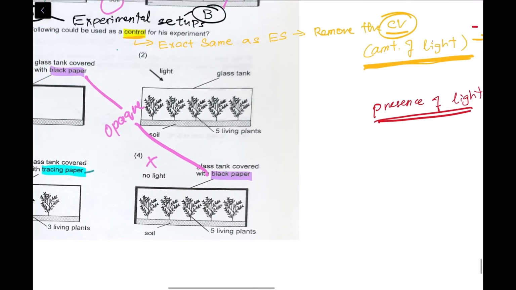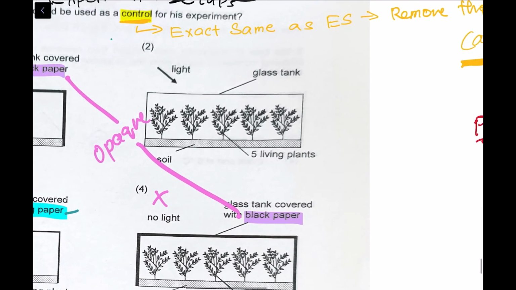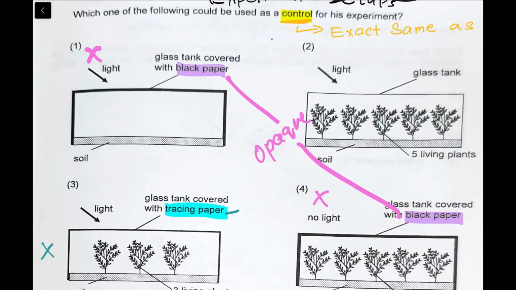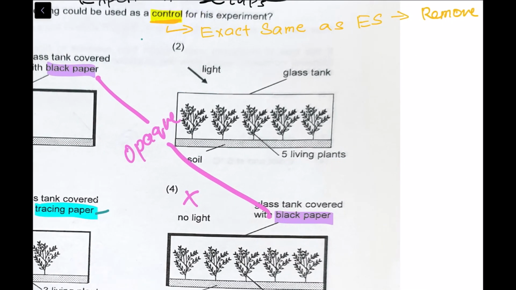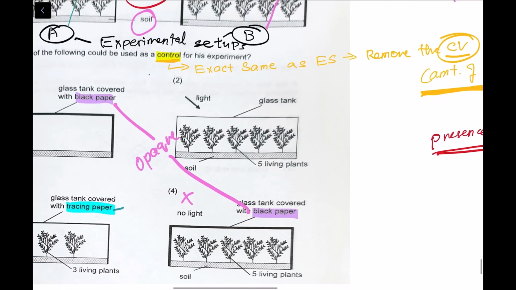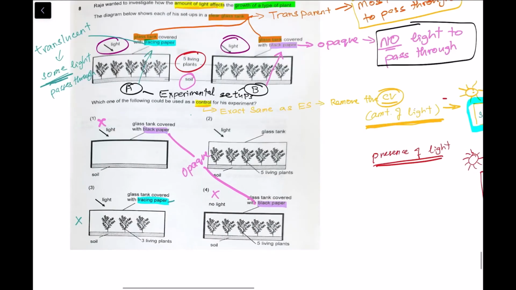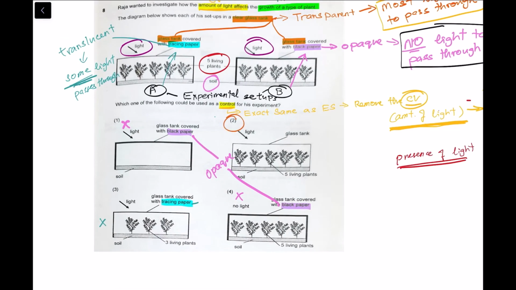This leaves us with option 2, and if we observe it carefully, it actually makes sense, because in option 2 we don't have any covering surrounding the tank, right? It is just a transparent glass tank without any covering. So this would mean that maximum amount of light is able to enter the tank, because we have removed the factor which is affecting the light intensity. So the answer would be 2.